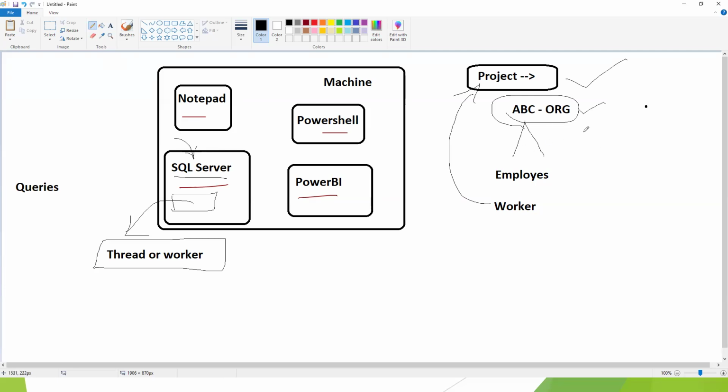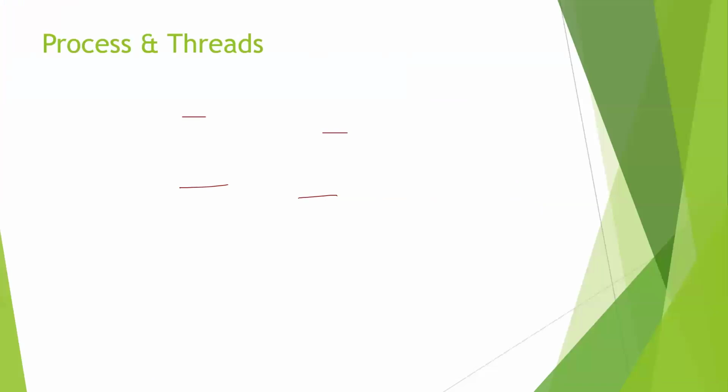The same thing I was talking about, right? The organization, at the org level, will not do anything. Who is actually working is the employees under this organization. The same thing, SQL Server is a process and will not perform anything on its own. So it needs workers or threads which have to handle the work, right? That's what it is. So the process and the threads, right?